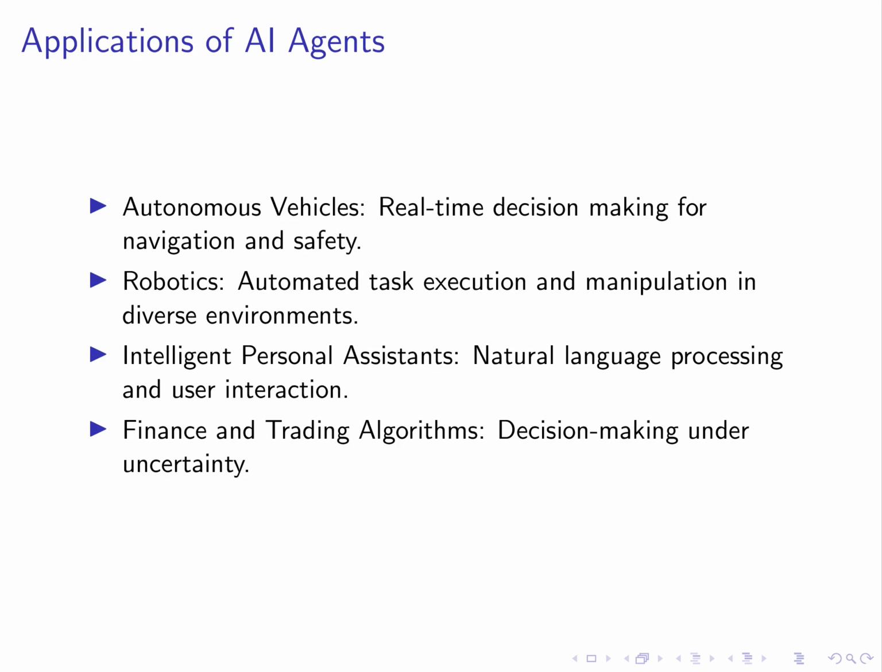Now let's take a look at some real-world applications of AI agents. Their role in data science extends to various domains, including autonomous vehicles, where real-time decision-making is critical for navigation and safety; robotics, enabling automated task execution and manipulation in dynamic environments; intelligent personal assistants, handling natural language processing and user interactions efficiently; finance and trading algorithms, making high-stakes decisions under uncertainty. Each of these applications leverages the principles we've discussed today.